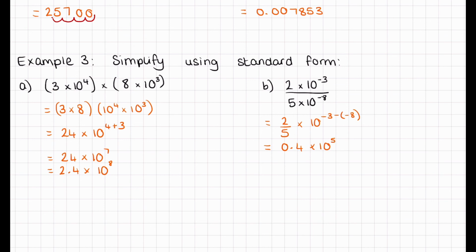Now, once again, we've got 0.4. We can't have 0.4. Remember, the number's got to be between 1 and 10. So we have to make this 4. And we will minus 1 from the power because we've gone the other way.